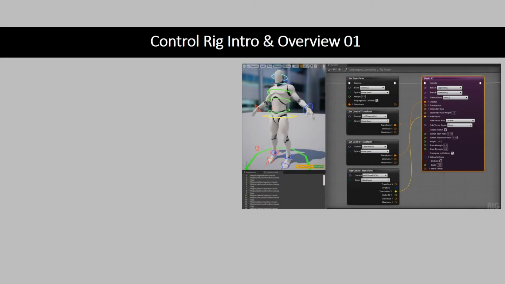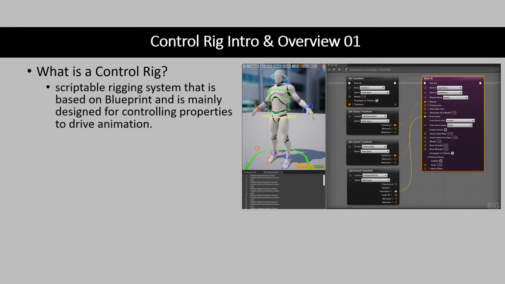In this lesson, we're going to introduce the control rig, as well as the ability to do some animation right inside of the Unreal Engine. So first of all, what is a control rig? Well, it's a scriptable rigging system that is based on Blueprint and mainly designed for controlling properties to drive animation.